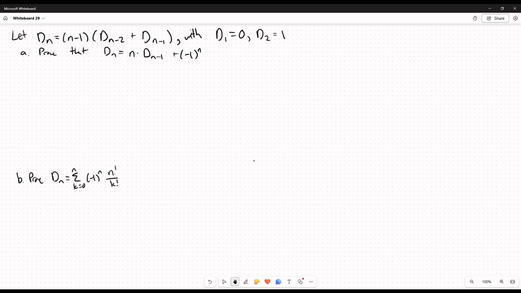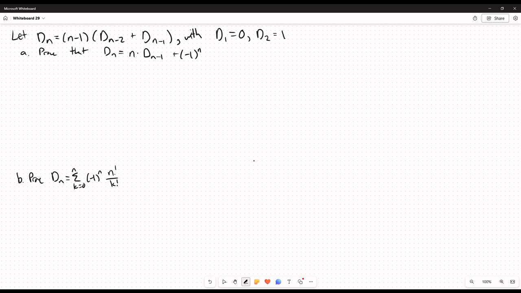In this video, we're going to show that you can use the recursive formula for the number of derangements to prove an explicit formula for the number of derangements. And we're going to do that by going through a slightly nicer recursive formula. So first, I want to take this formula, n minus 1 times d(n-2) plus d(n-1), and I want to show that it satisfies this other thing.